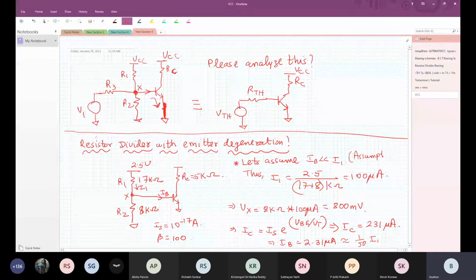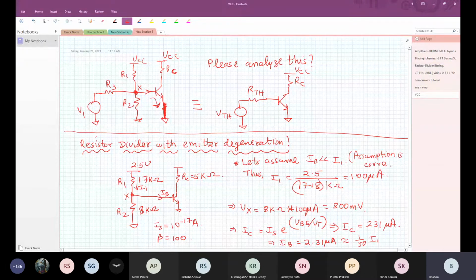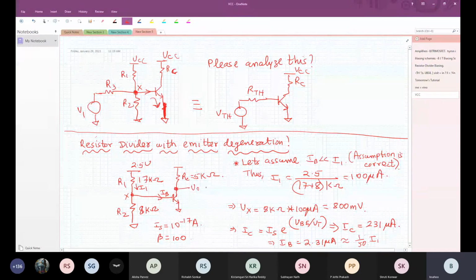we get this thing IC and this thing. Now, so Subhayan had built this thing and designed it, and therefore what is the VCE? V out DC voltage equal to how much? So 2.5 volts minus 231 micro times 5 kilo ohms. How much is that? 1.345 volts. Correct? Yes or no?